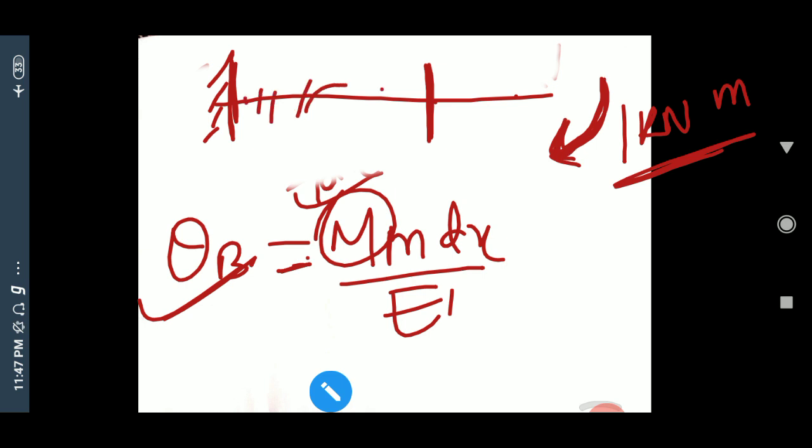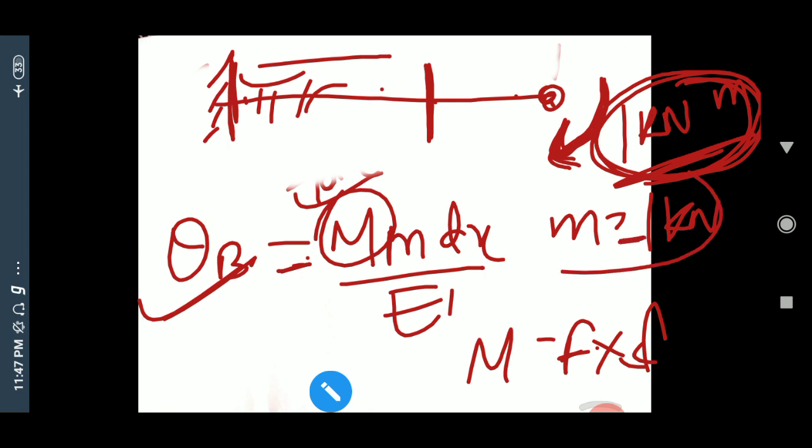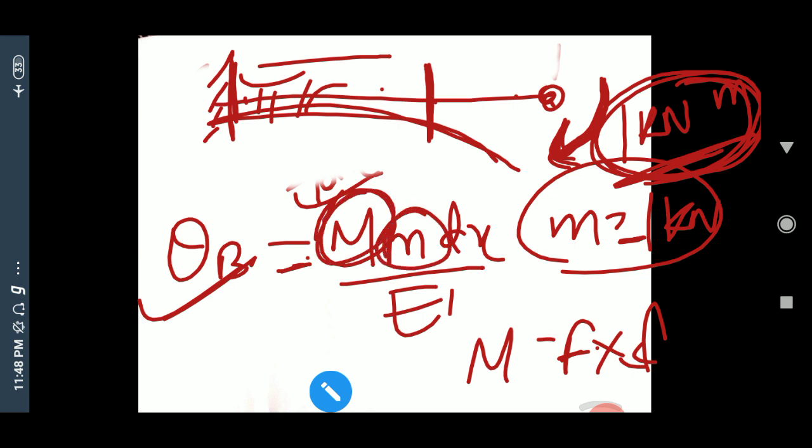This is actually a constant moment that is applied over the beam, so it need not be multiplied with the distance. Because moment is actually force into distance, but this is not a force, this is actually a pure moment which is applied at the free end. So throughout the beam, at every point, the value of this moment will be constant. So at any point on the beam, the moment will be 1 kilonewton, and it is negative because the beam is bending in a hogging position. Okay, so we put that value of capital M over here, and we put the value of small m, and we derived the value of theta B.